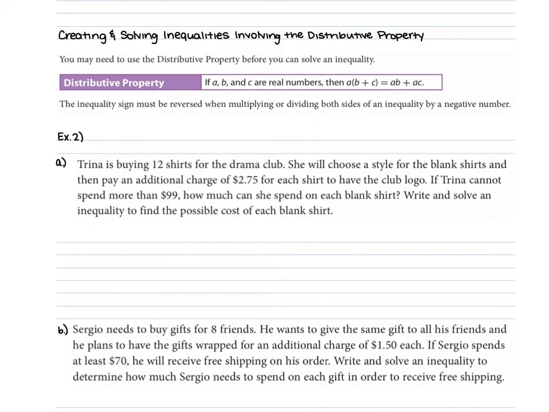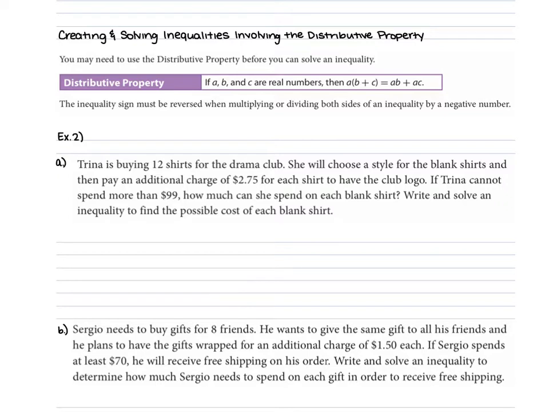If we look at example 2a, it says Trina is buying 12 shirts for the drama club. She will choose a style for the blank shirts and then pay an additional charge of $2.75 from there, for each shirt to have the club logo. If Trina cannot spend more than $99, how much can she spend on each blank shirt? All right, solve an inequality to find the possible cost of each blank shirt.